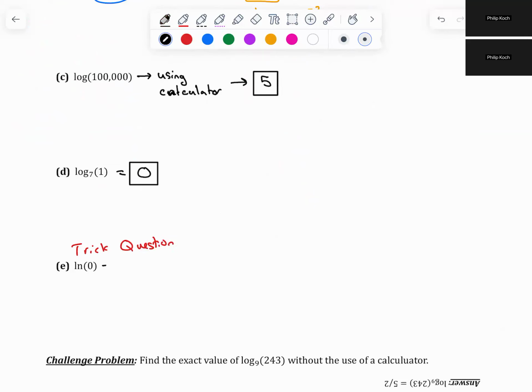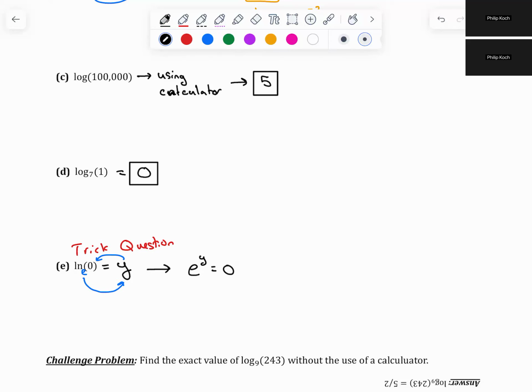Let's assume that it was equal to y. Then there's an implied log base e. And so we'd be saying e to the y is equal to 0, right? If we were to convert that to exponential form, we would start with the base: e to the y is equal to 0.